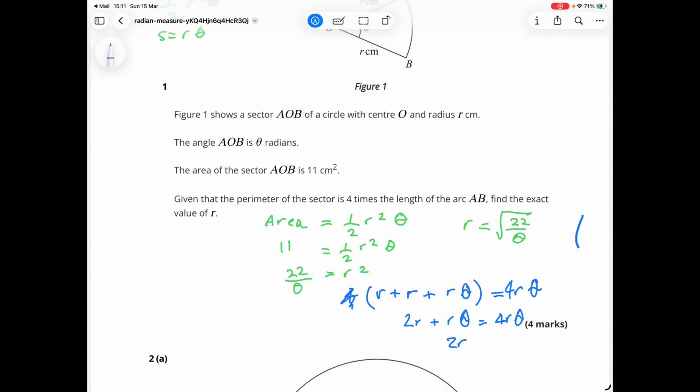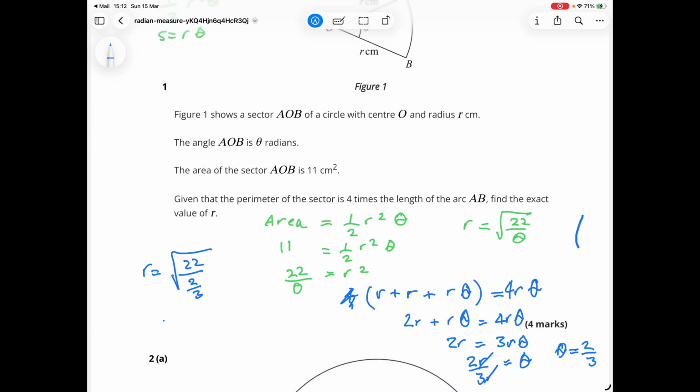So 2r equals 4r theta minus r theta, which is 3r theta. And then I could get rid of the r's if I divided through by both. So 2r over 3r equals theta. So we now know that theta equals 2 over 3. Last thing you have to do is r equals root 22 over 2 over 3.